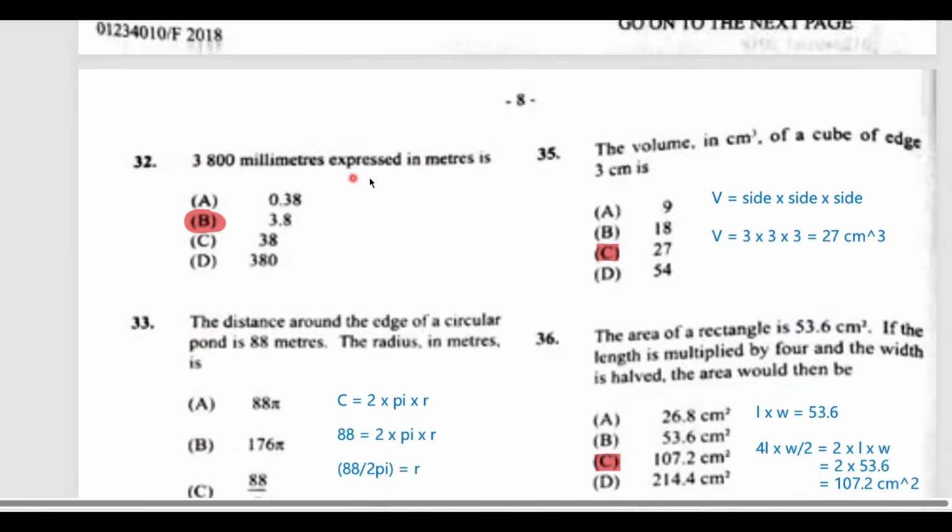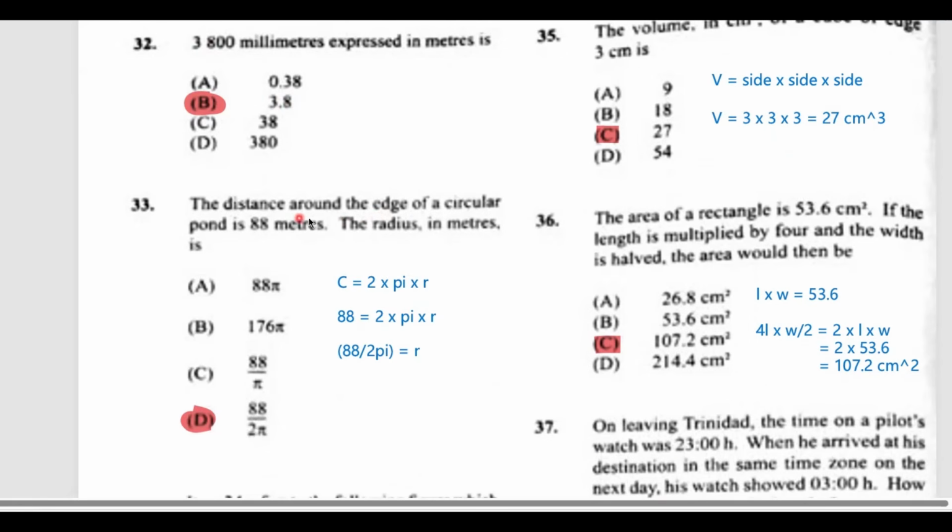32, 3800 millimeters expressed in meters is, hey, 1,000 millimeters make a meter, so you just divide by 1,000, so you move the point. I know you must be saying, well, we're not seeing a point. You assume the point is at the end, when there's a whole number. So you move the point 3 places to your left, and you'll get 3.8, okay? 3.8 meters, that's B.